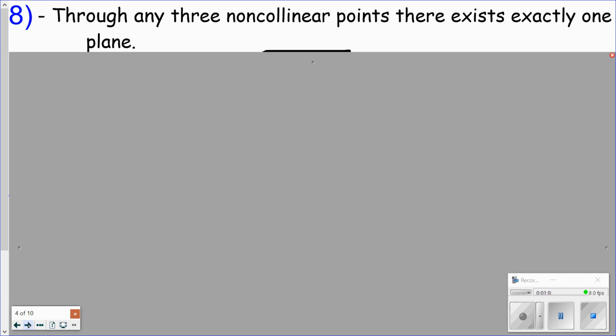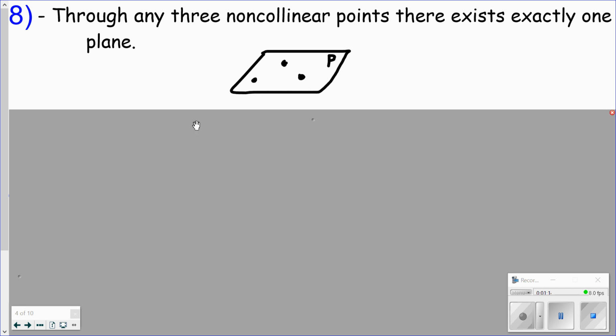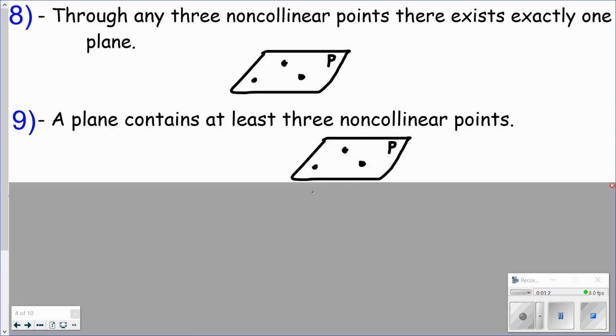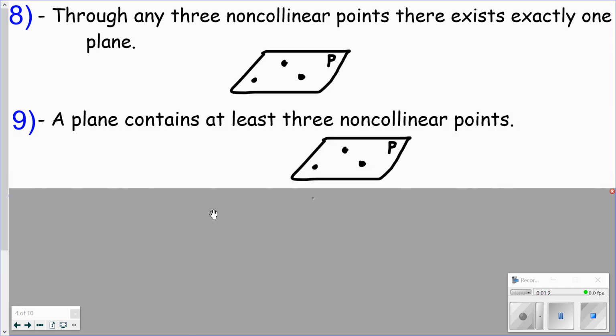Next slide. Through any 3 non-collinear points, there exists exactly 1 plane. So I have a little diagram here. So if we have 3 points, there exists exactly 1 plane. A plane contains at least 3 non-collinear points. So as you see, this postulate is opposite of postulate 8. So if we have a plane, we know that there must be at least 3 non-collinear points.